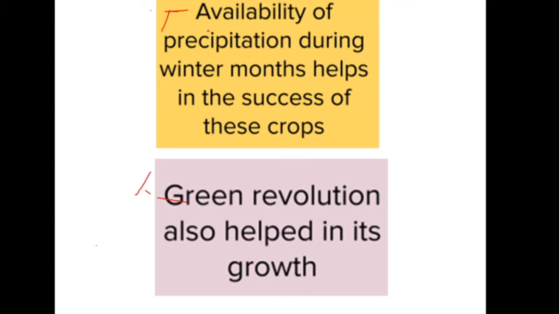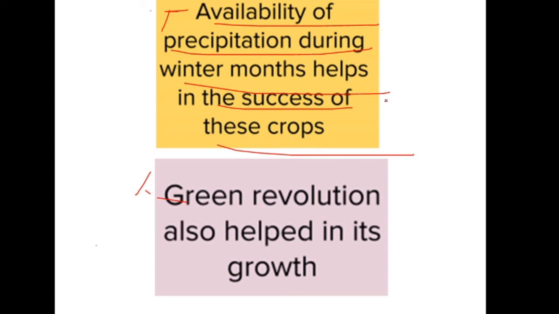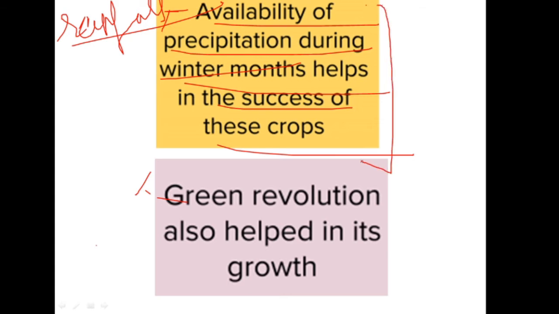The first point is that the availability of precipitation during the winter months helps in the success of this crop. Precipitation means rainfall. The availability of rainfall during the winter months helps in the success of the Rabi crop. And the second point is the Green Revolution, which you can see in Punjab, Haryana, and Rajasthan. We all know about the Green Revolution.